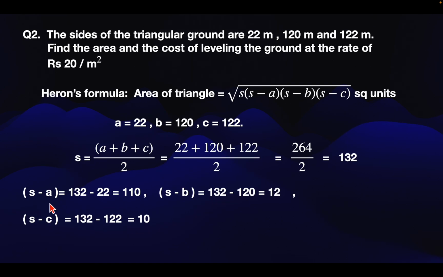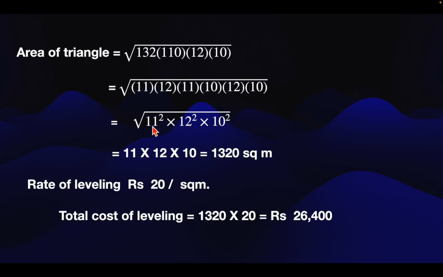Now find out these values, S minus A. This is S. 132 minus 22, 110. 132 minus 120, 12. 132 minus 122, 10. So these are the S minus A, B, C values. Okay, now substitute here. This is S, 132 into S minus A, 110. S minus B, 12. S minus C, 10.